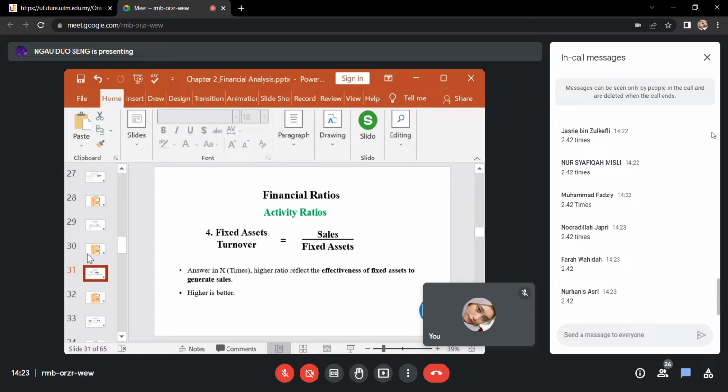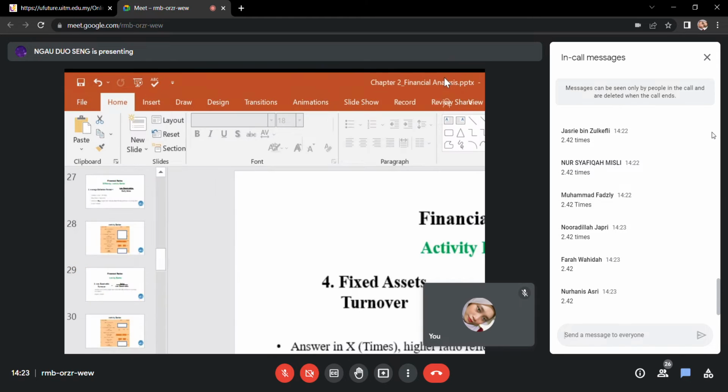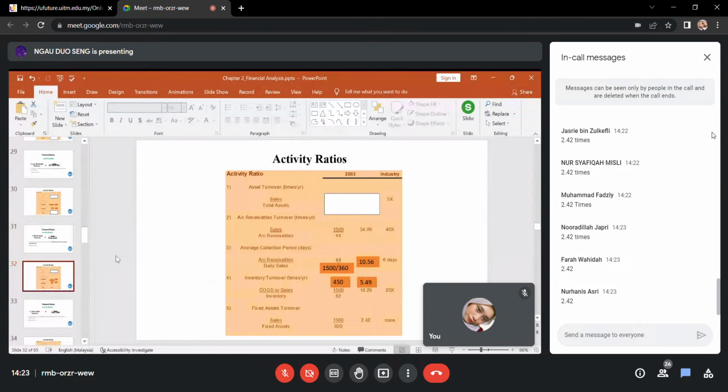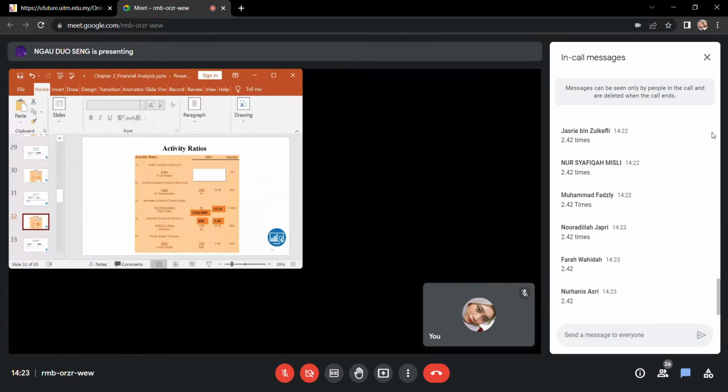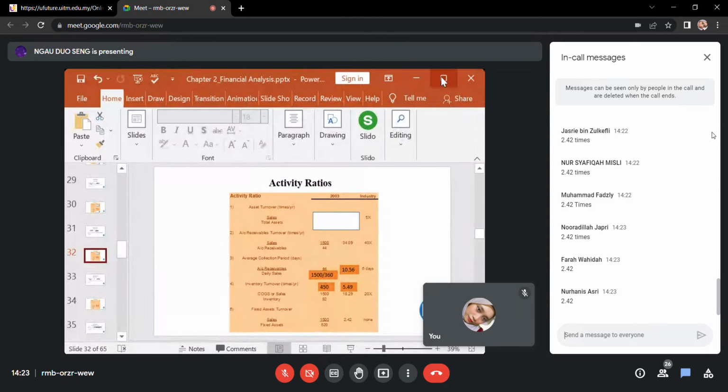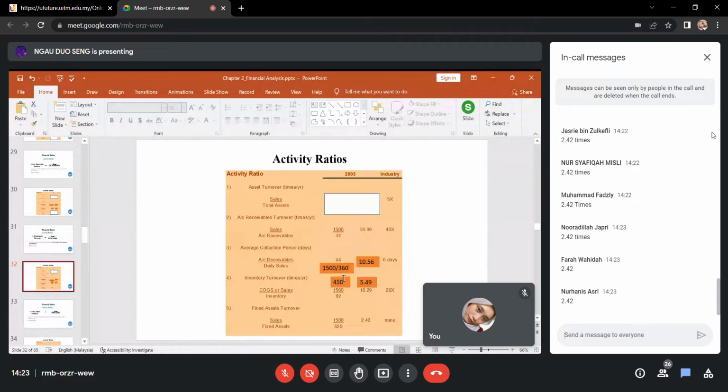All right, so we check the answers. We have sales divided by fixed asset, which is 2.42. Yes, correct. For this one, we are not able to do a comparison because there is no industry figure given. So you just calculate. We cannot say whether it's good or not good.